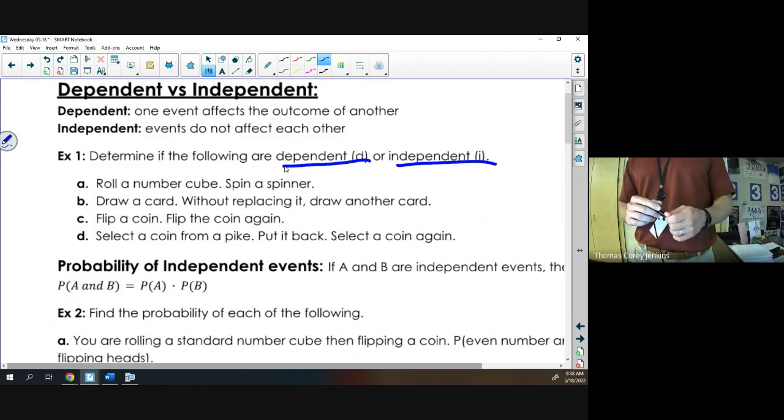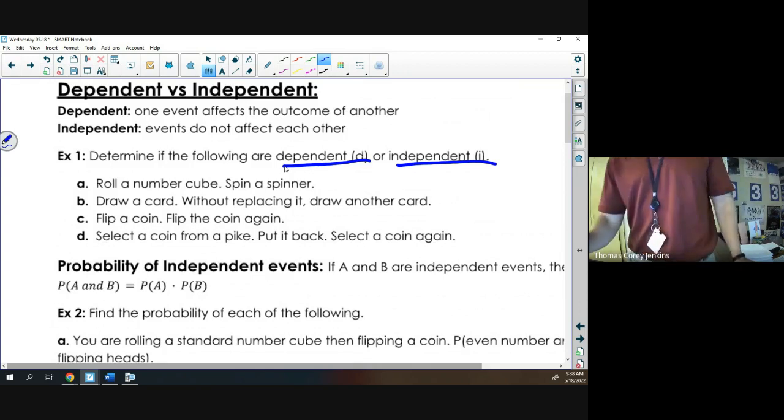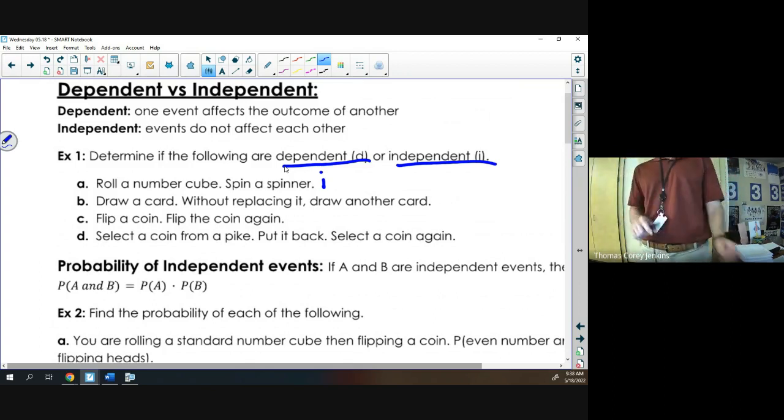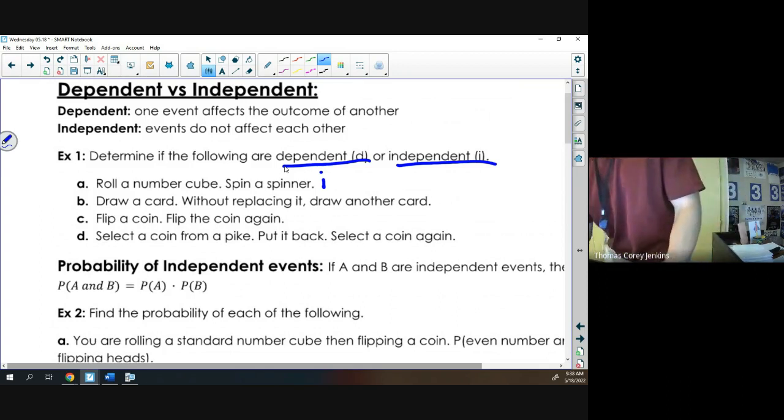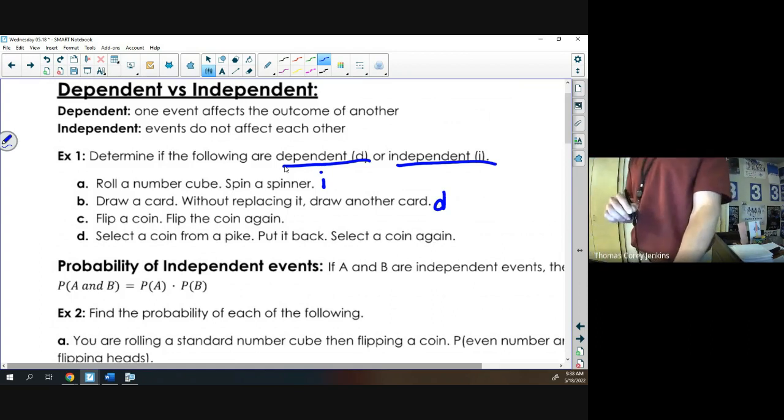So A says we roll a dice and spin a spinner, right? So obviously those are two different things, so one would not affect the other. So this would be an I kind of scenario. If we draw a card from a deck and then don't replace it and draw another card, that would be dependent, right? Because we have one less card to choose from.